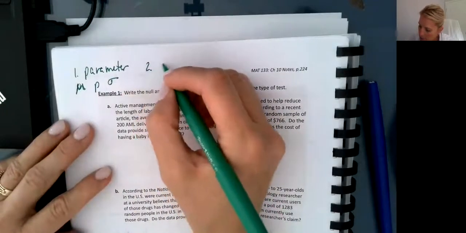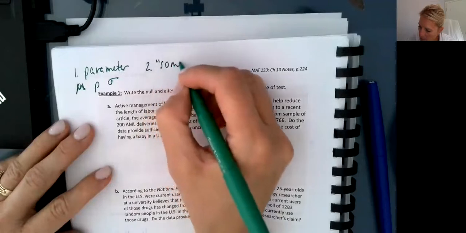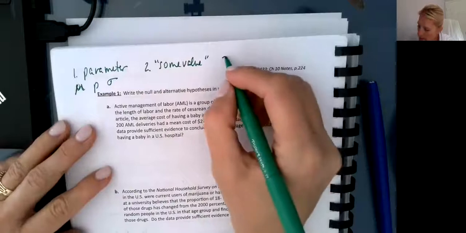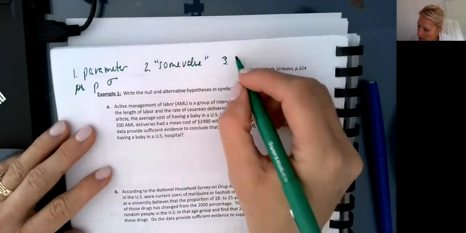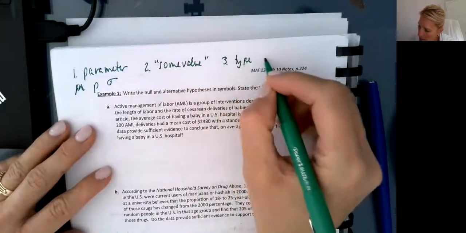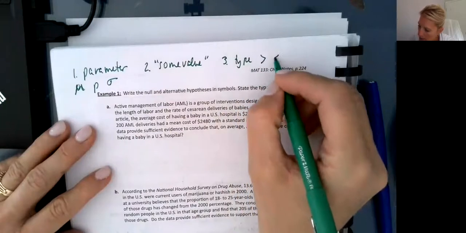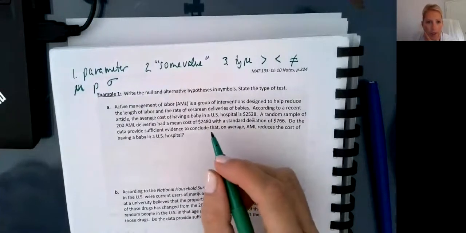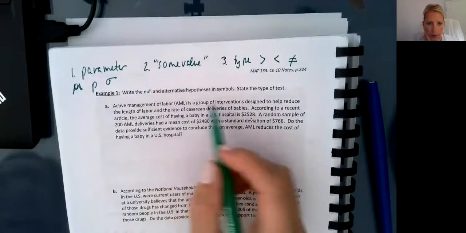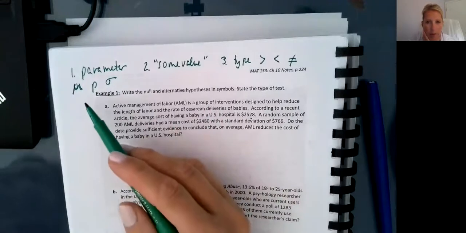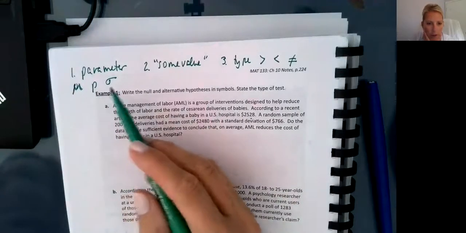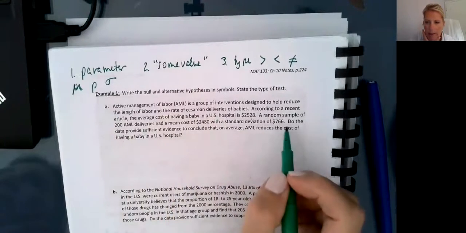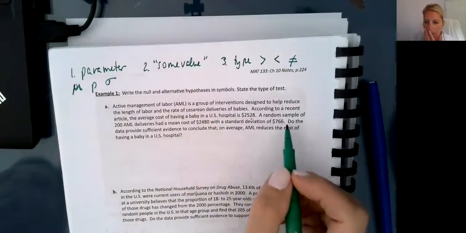And we're looking for the sum value from the population that we're discussing, and we're looking for the type. And the type could be greater than, less than, or not equal to. Okay, so the parameter, if it's talking about mean or proportion or standard deviation. So let's look at the question at the end, it usually will tell us most of what we need to know.